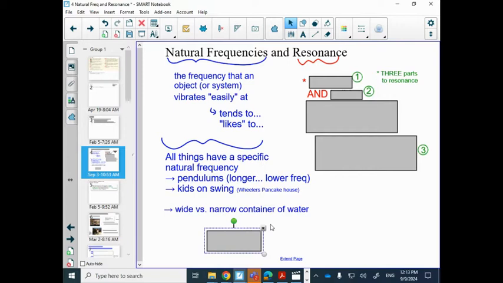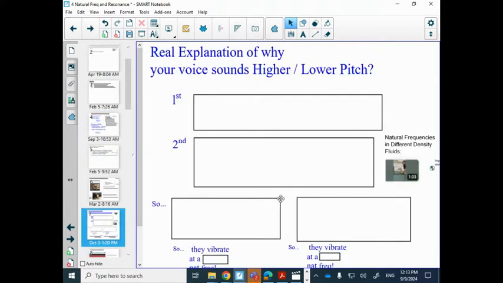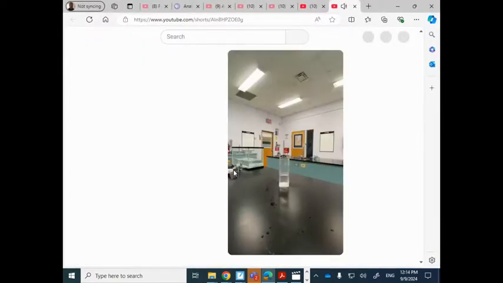Wide versus narrow containers of water. I'll be showing a video about that shortly, but things just have natural frequencies. So let me jump ahead actually and show that. Find it quick here. The fumbling I'm talking about. So the wide versus narrow water in a pan. I guess I'll show this one right now.